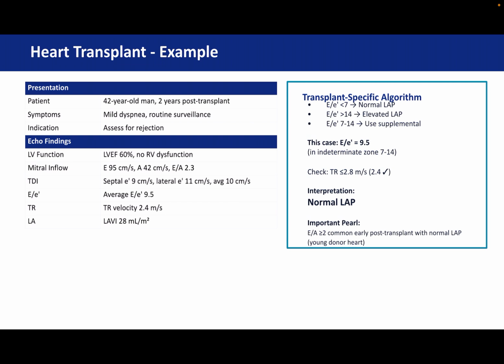Heart transplants are physiologically unique. They are denervated. They may come from young donors with very compliant ventricles, and early restrictive physiology can be normal in the first weeks after transplant.